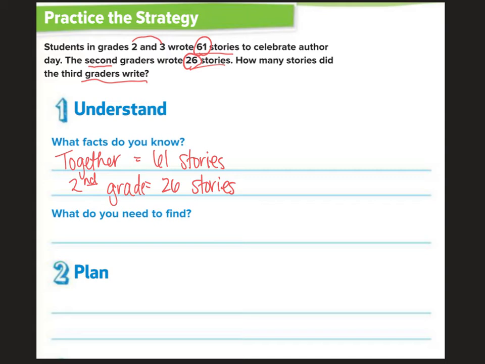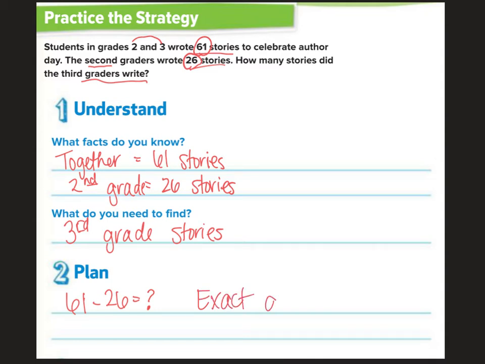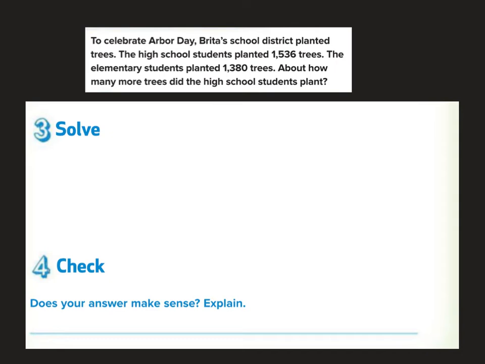Okay, so what do we need to find? How many stories the third graders wrote? So I'm just going to write third grade stories. And our plan is, we need to subtract. My plan is I'm going to take 61 minus the second grade stories, and that will give me my unknown, my third grade stories. And I need an exact answer. An exact answer is needed because there's no about. So let's solve it.